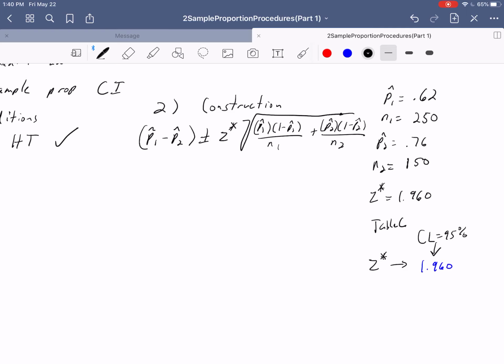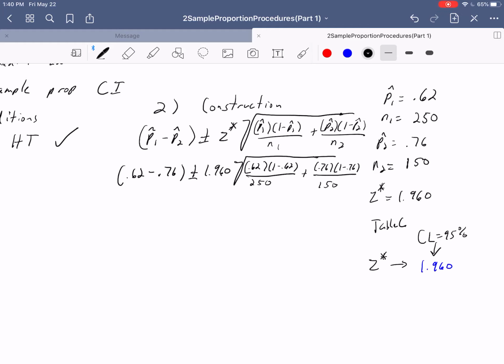Okay, let's throw everything in there then. So we get 0.62 minus 0.76 plus or minus 1.960 times the square root of 0.62 times 1 minus 0.62 divided by 250, plus 0.76 times 1 minus 0.76 divided by 150, and that square root does apply to all of that. So, as always, when you're doing one of these confidence intervals for differences, you'll need to do this calculation and this calculation separately. So, 0.62 minus 0.76, this out here should be minus 0.14 plus or minus.